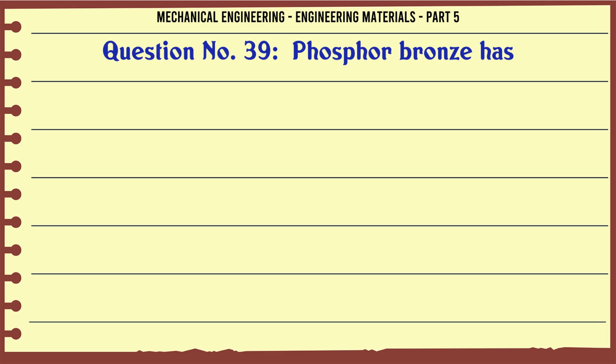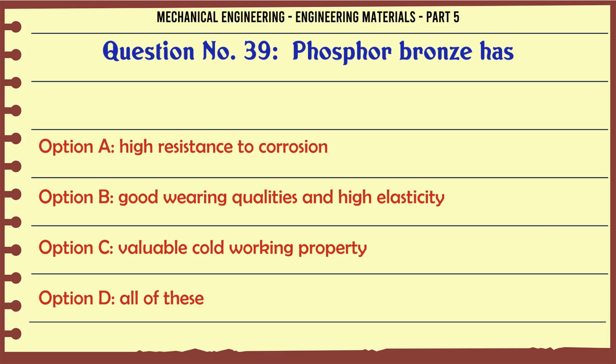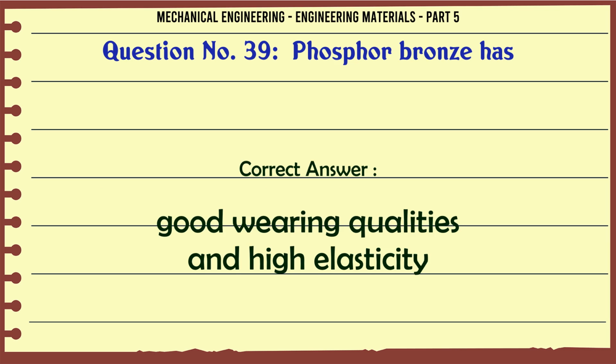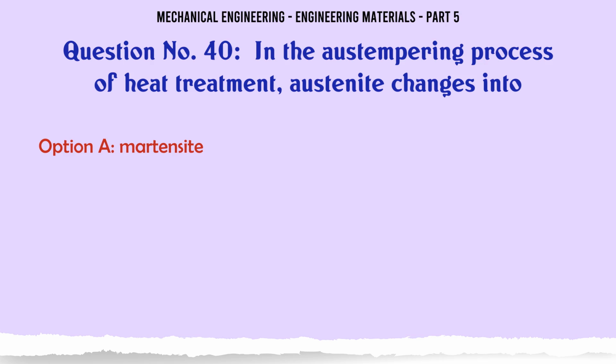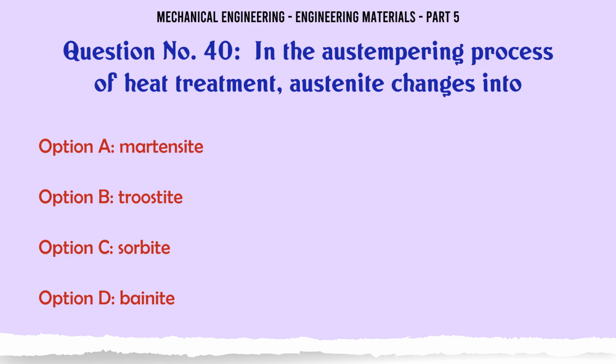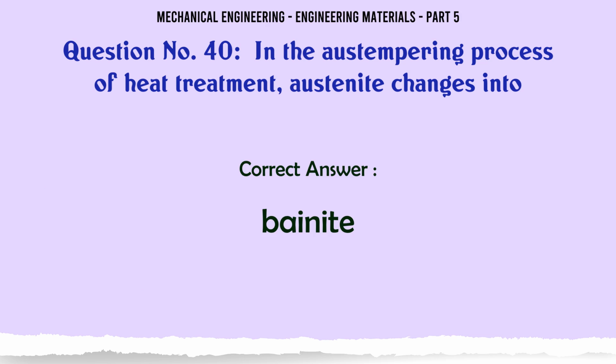Phosphor bronze has: A. high resistance to corrosion. B. good wearing qualities and high elasticity. C. valuable cold working property. D. all of these. The correct answer is good wearing qualities and high elasticity. In the austempering process of heat treatment, austenite changes into: A. martensite. B. crustite. C. sorbite. D. bainite. The correct answer is bainite.